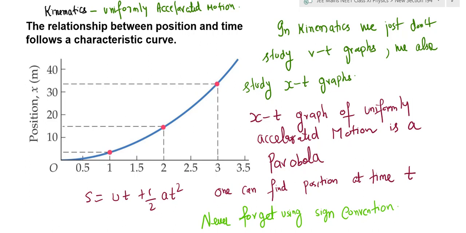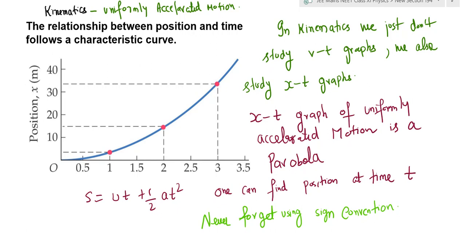Now, while we talk about uniformly accelerated motion, I think one of the important graphs we have studied is the VT graph. But our concentration should not be only the VT graph. We should also concentrate on the position versus time graph. So, we have three things to play with: one is velocity, second is position, third is acceleration. So there are two important graphs.